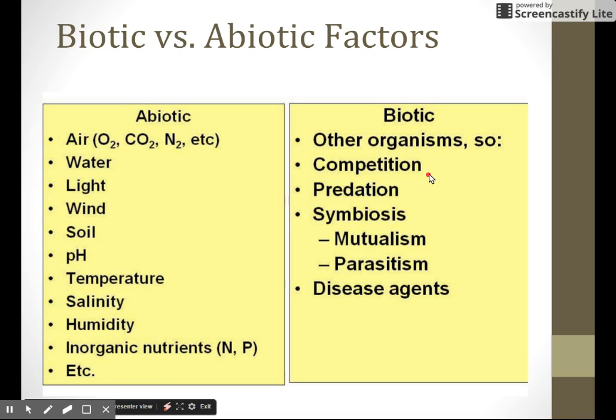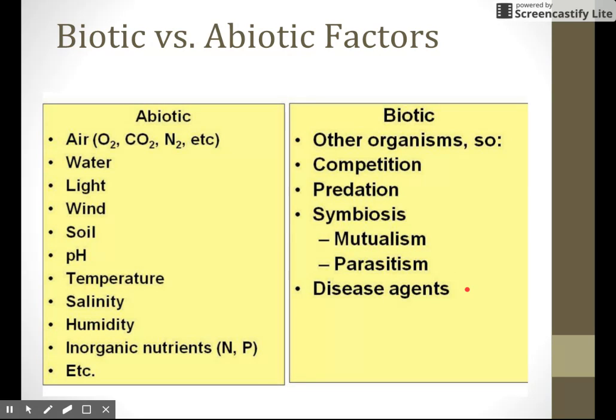Now, for biotic factors, we usually deal with how other organisms interact. This is where we're going to be learning a lot about interactions. We're going to spend a lot of time talking about that coming up here after this lesson. But we have competition between organisms, predators, so predators hunting their prey, symbiosis, which can be found as mutualism, as well as parasitism, and another one known as commensalism, as well as disease agents, the ones that are causing diseases.